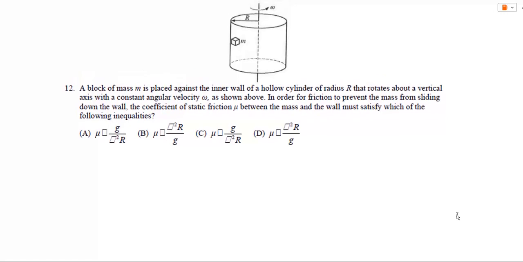So a block of mass m is placed against the inner wall of a hollow cylinder of radius r that rotates about a vertical axis with a constant angular velocity omega as shown above. In order for the friction to prevent the mass from sliding down the wall, the coefficient of static friction mu between the mass and the wall must satisfy which of the following equations.